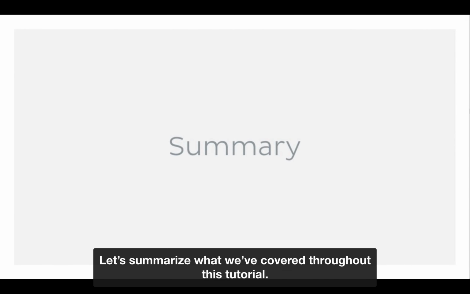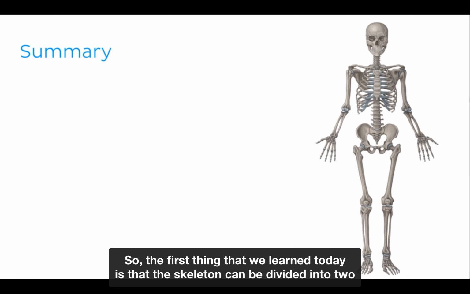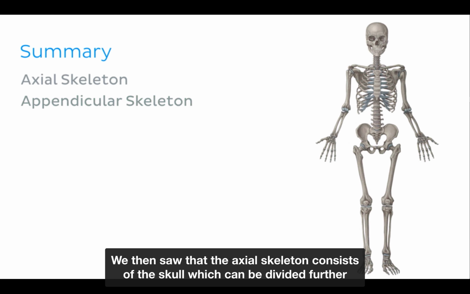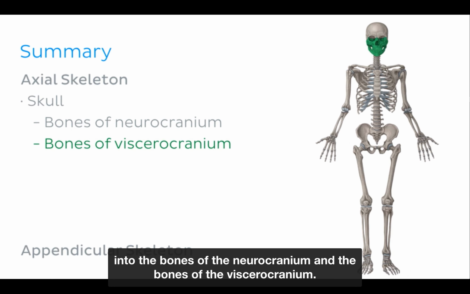So that's us finished for today. Let's summarise what we've covered throughout this tutorial. So the first thing that we learned today is that the skeleton can be divided into two main parts, the axial skeleton and the appendicular skeleton. We then saw that the axial skeleton consists of the skull, which can be divided further into the bones of the neurocranium and the bones of the visceral cranium.